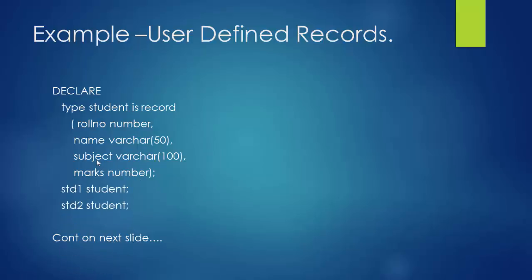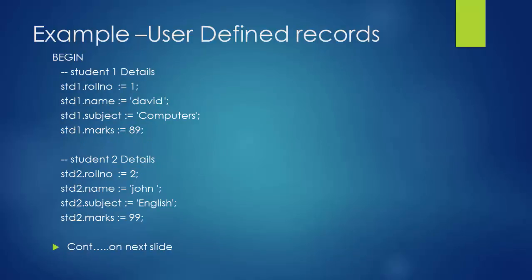Then the same code is continued on the next slide, but one point here to remember is that once we have declared a record type, then we would be declaring two variables of this particular record type. The record type is student and the variables are std1 and std2 respectively.